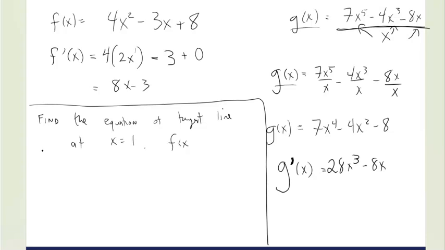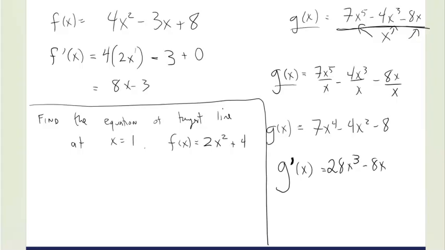This is a real common problem in calculus because the tangent line is so important. So I'll give you a simple function. Let's say 2x squared plus 4. Okay, so find the equation of the tangent line.